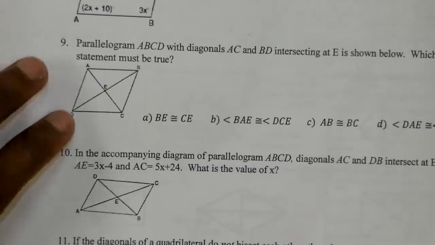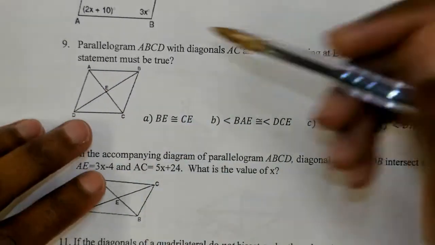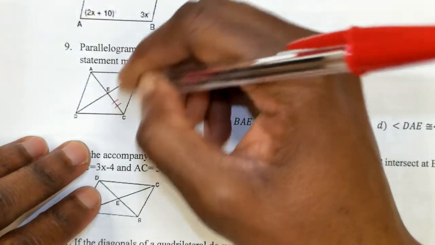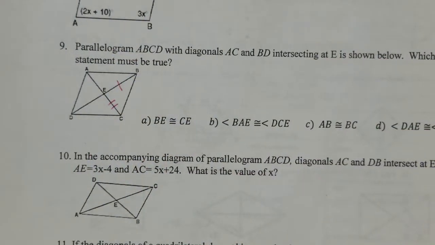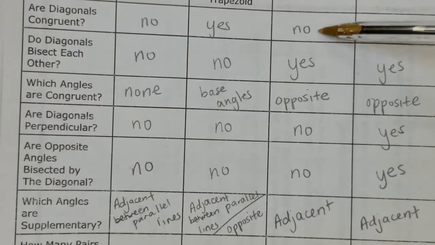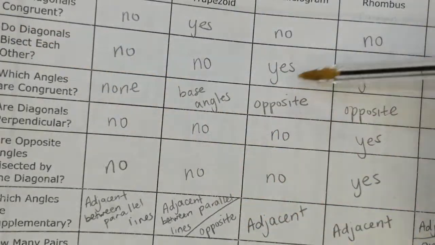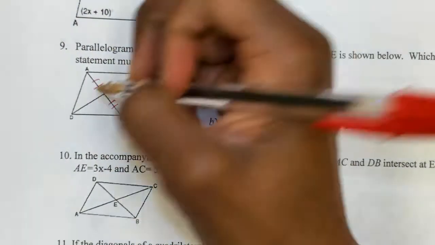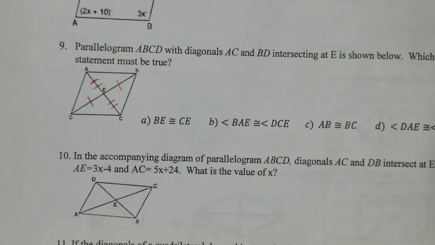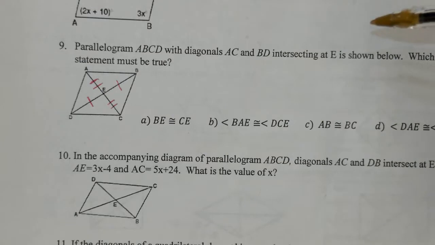Number 9, parallelogram has diagonals, which must be true. So BE and CE, we don't have anything relating these two because they're not on the same diagonal. So on a parallelogram, the diagonals are not congruent. So this diagonal is not the same length as this one. And the diagonals bisect each other. So that means that this part would be equal to this, and this would be equal to this, but these are all four equal, like they are on a rectangle or a square. So rectangle and square, all four of these are equal, but not on a parallelogram.